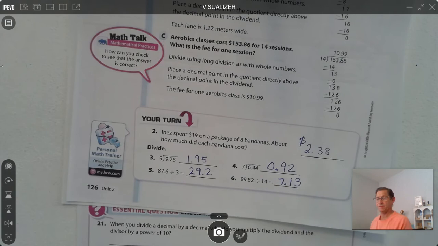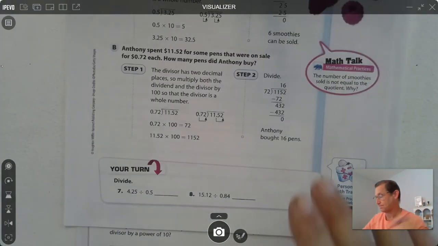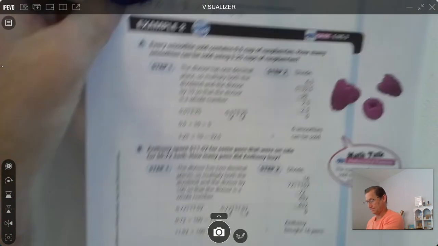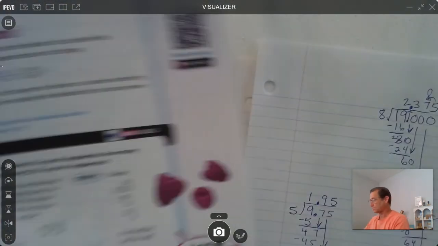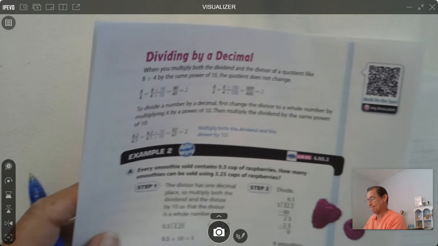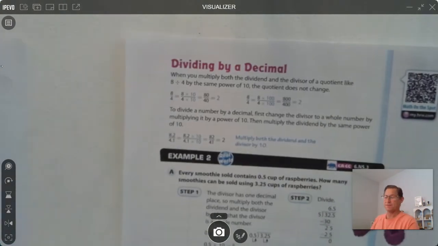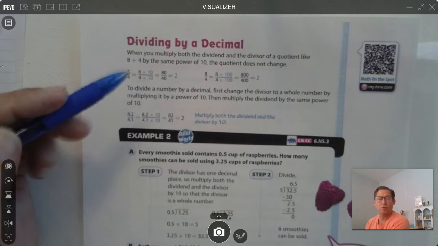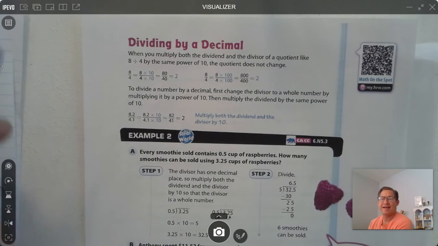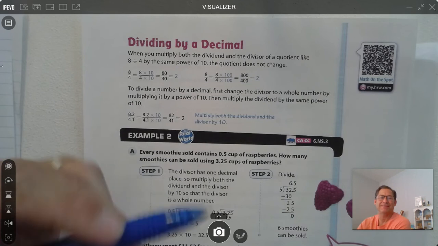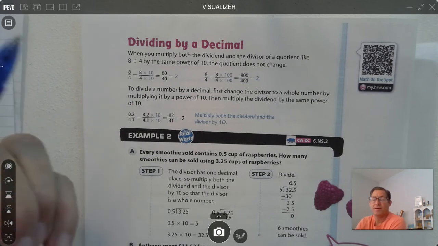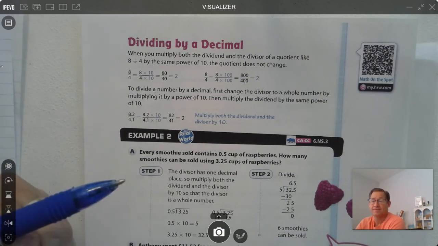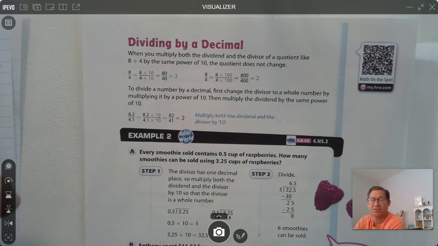All right, let's move on to number 7. All right, so what happens if we divide by a decimal? Well, when we multiply both the dividend and the divisor of a quotient, like 8 divided by 4, by the same power of 10, the quotient is not going to change.